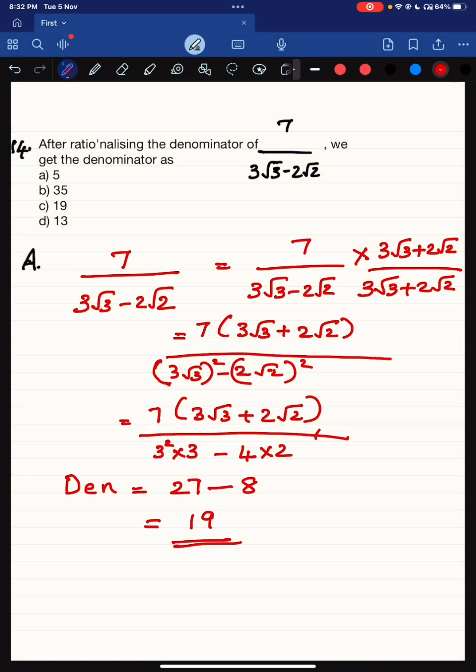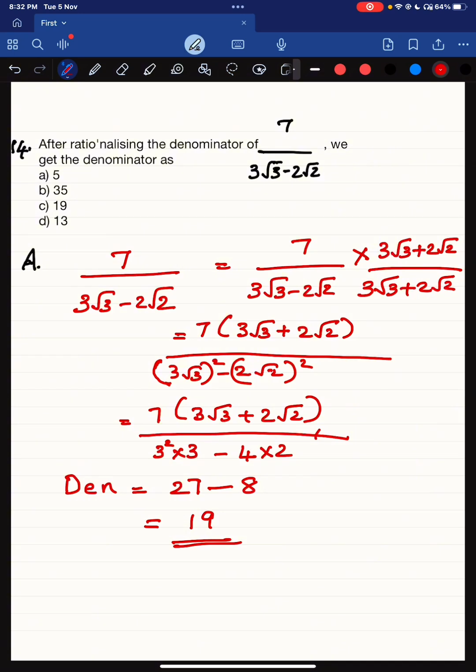So, up to these classes, we are doing the MCQ questions. Today, this is the last part of the MCQ section. So, we can do the 14th question.